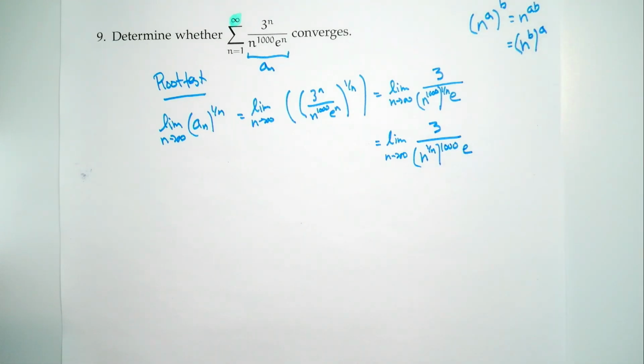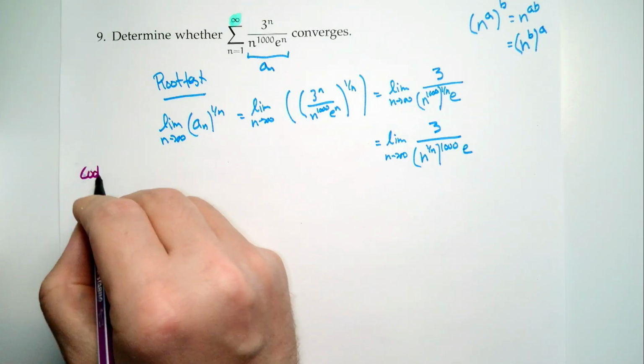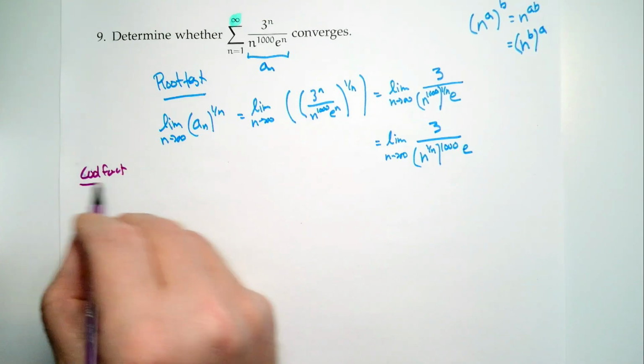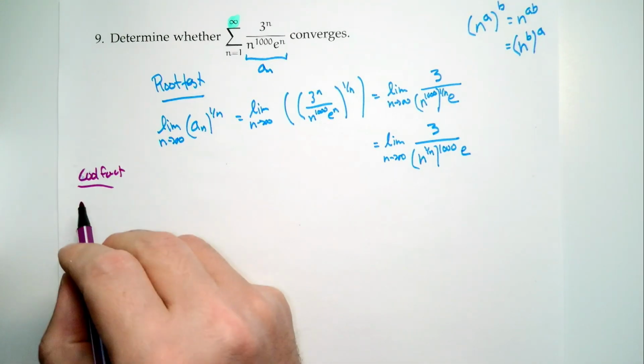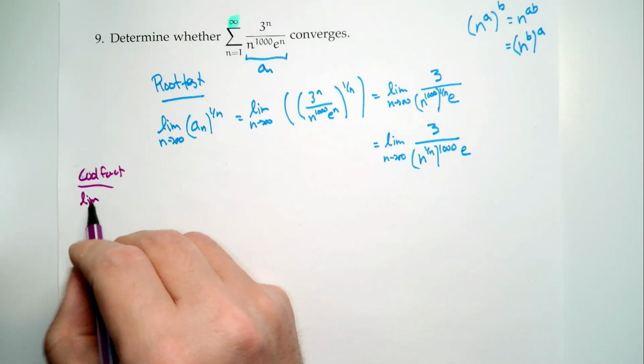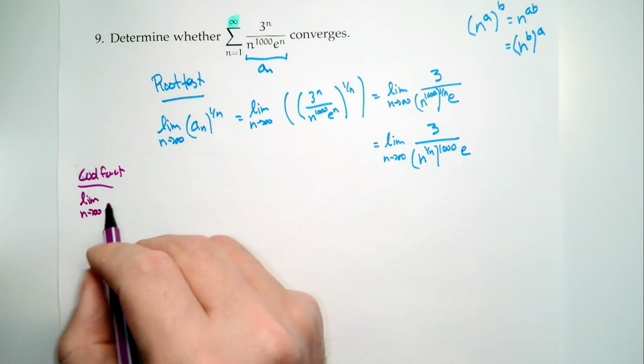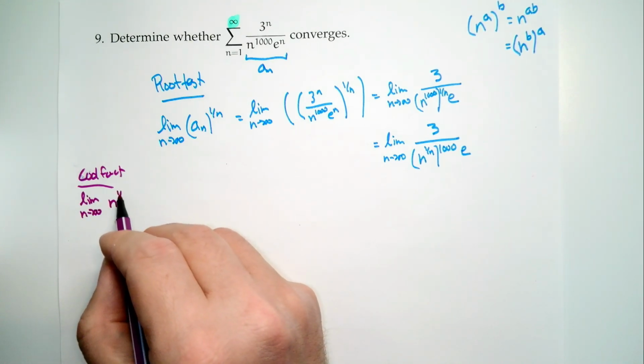Now, why do we care about that? Well, because we're going to write down a cool fact. So, over here, cool fact. Now, how do I know it's a cool fact? Because it says it right there. Cool. So it must be true. All right, so what's our cool fact? It's that the limit as n goes to infinity of n to the 1 over n.